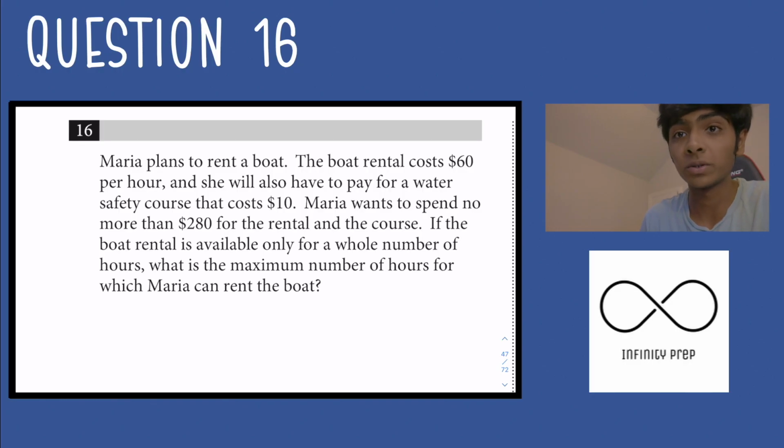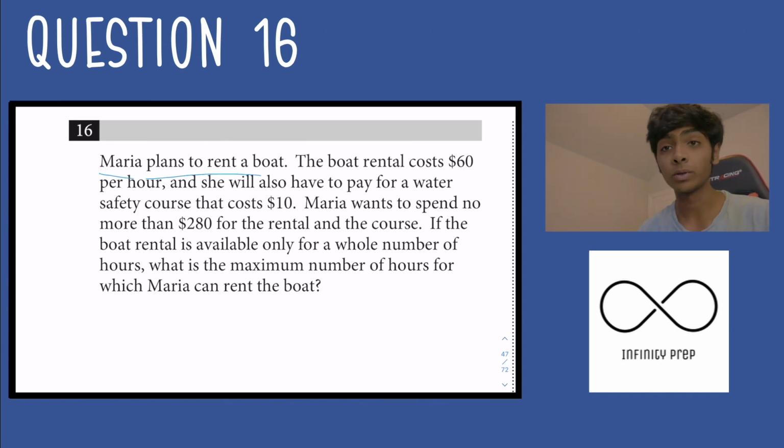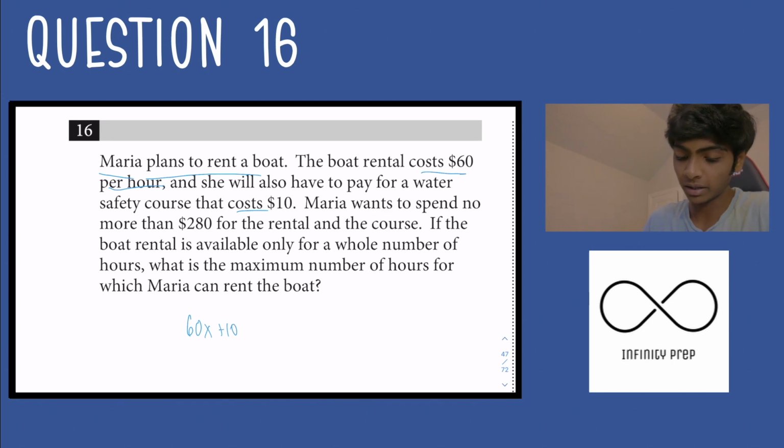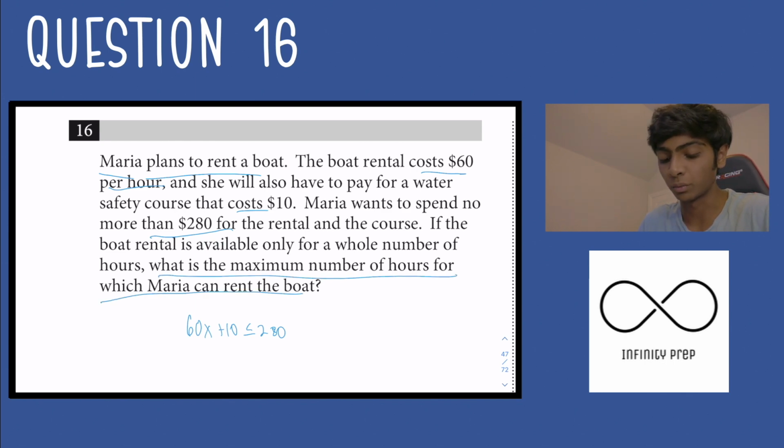So let's go on to number 16. Number 16 says that Maria plans to rent a boat, and the boat costs $60 per hour, and she will also have to pay for a water safety course that costs $10. So it's going to look something like this, 60x plus 10, and it's saying she wants to spend no more than $280 for the rental and the course, so it's going to look like that. And if the boat rental is available for only a whole number of hours, what is the maximum number of hours for which she can rent the boat?